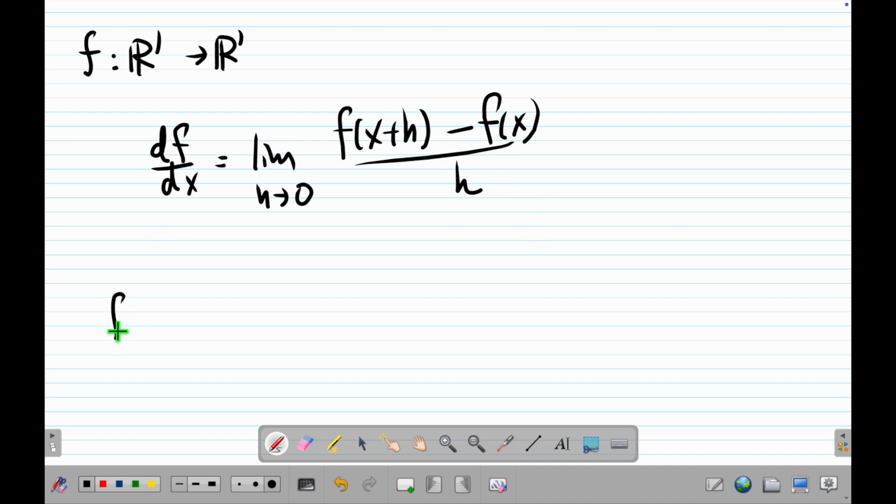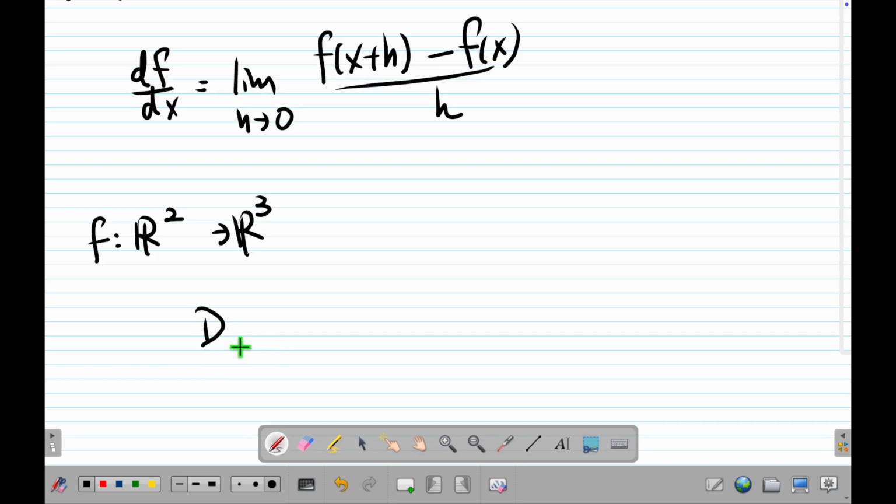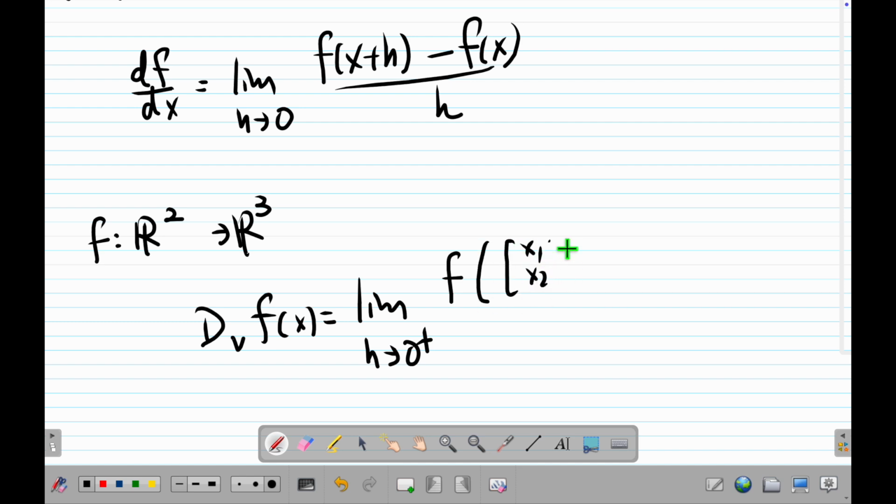So now let's say I have R2 to R3. Now we write the derivative along a vector direction v of f at x. It will be what? The limit as h goes to 0 from the right of f, and now x is a vector, so I will write it like this: (x1, x2) plus h times (v1, v2), minus f(x1, x2), something like this.